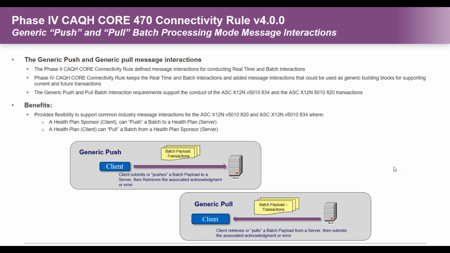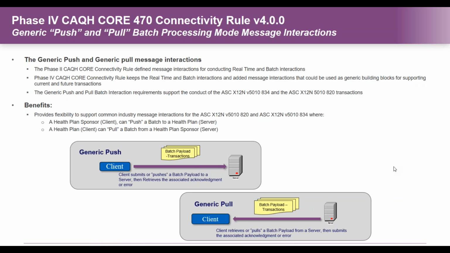So this is a visual that shows the push and the pull message interactions, which are newly introduced in this phase for supporting the 820, that's the premium payment, and the enrollment 834 transactions. So the interaction pattern on the left shows a generic push where a health plan sponsor or an employer, for example, would do a push acting as a client.